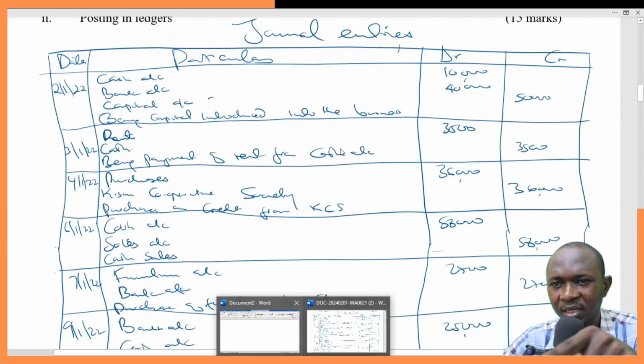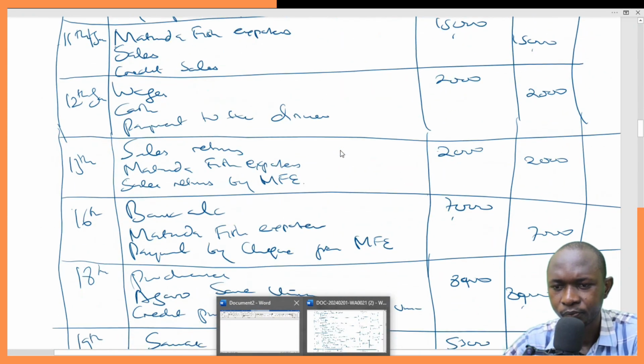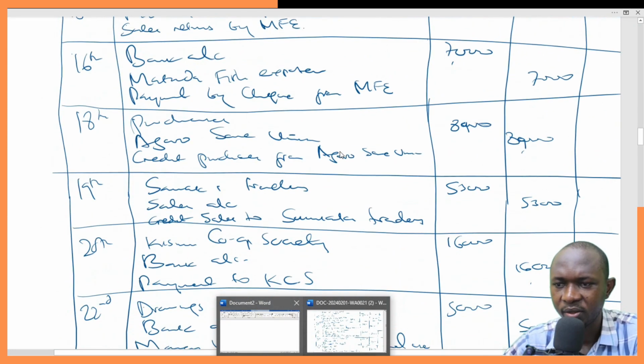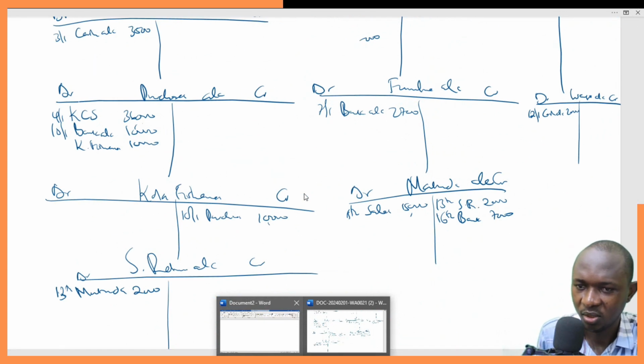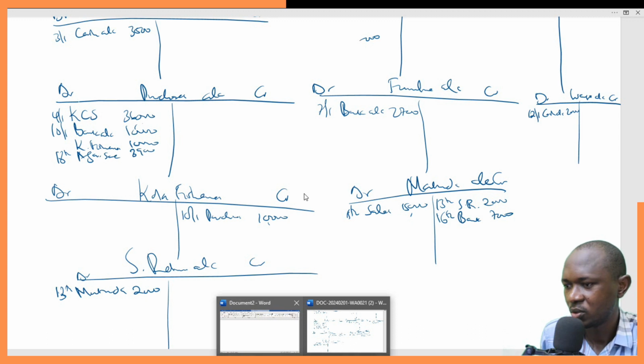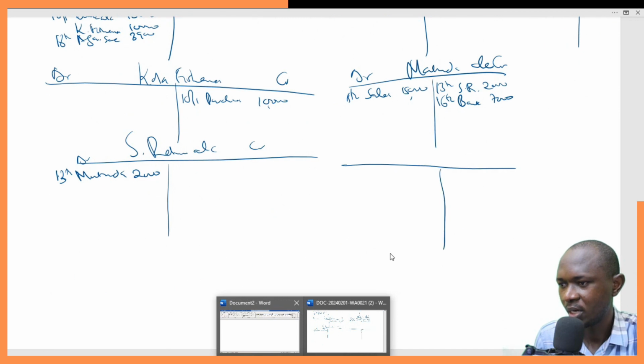On 18th, purchases 8,900, Agorosare 8,900. So purchases and Agorosare. Agorosare becomes a creditor. So purchases, that is 18th. Agorosare 8,900. So we have to open an account for Agorosare. We open an account for Agorosare, credit, debit, and we say purchases. This is 18th purchases. How much? 8,900.